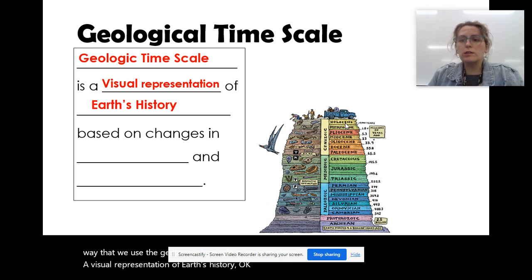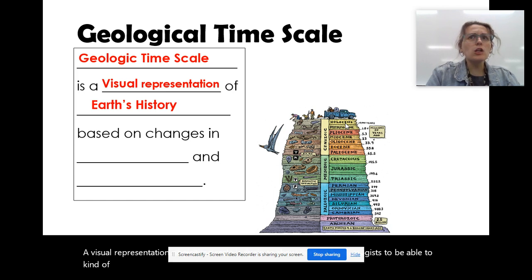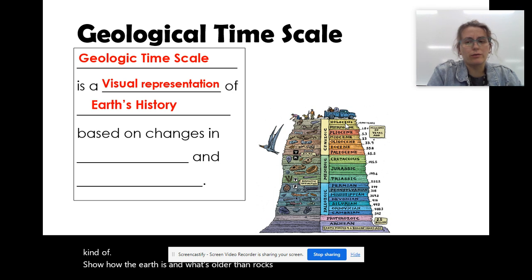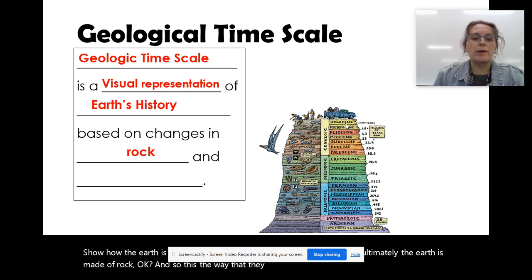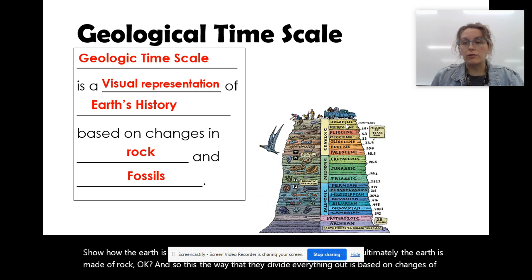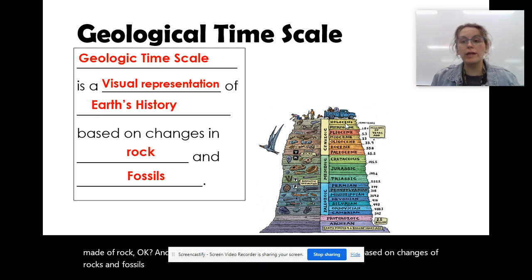Okay, it's really important for geologists to be able to show how old the Earth is, and what's older than rocks? Nothing. Okay, because ultimately the Earth is made of rock. And so the way that they divide everything out is based on changes of rocks and fossils. Okay, so we're looking at the rocks and fossils now.